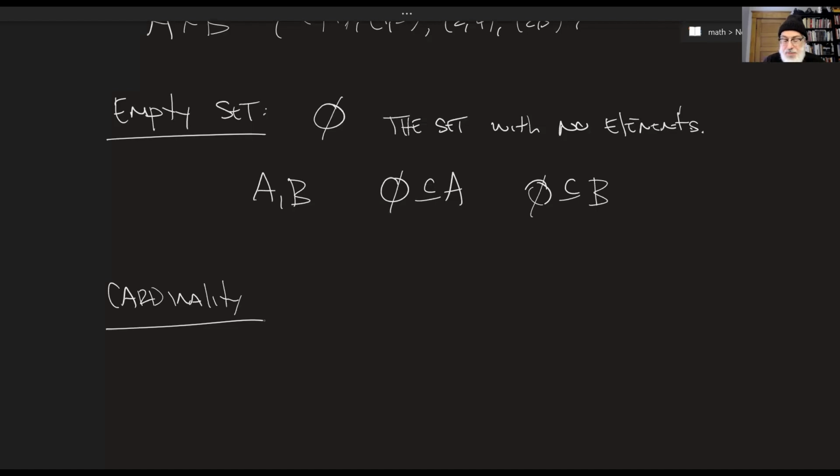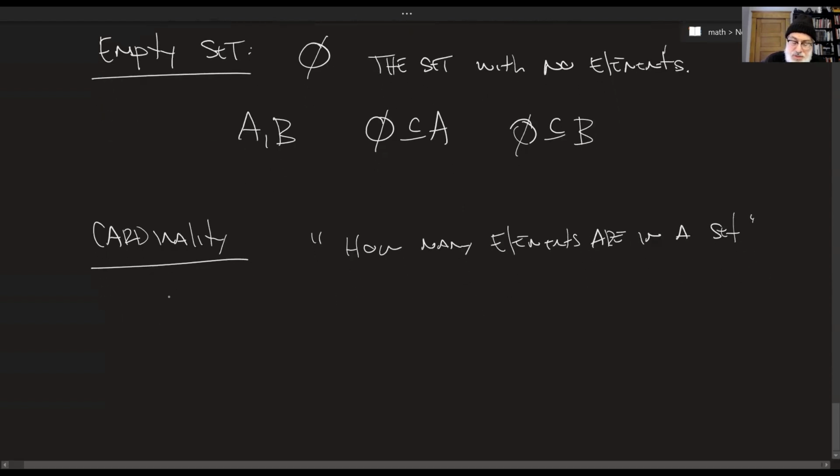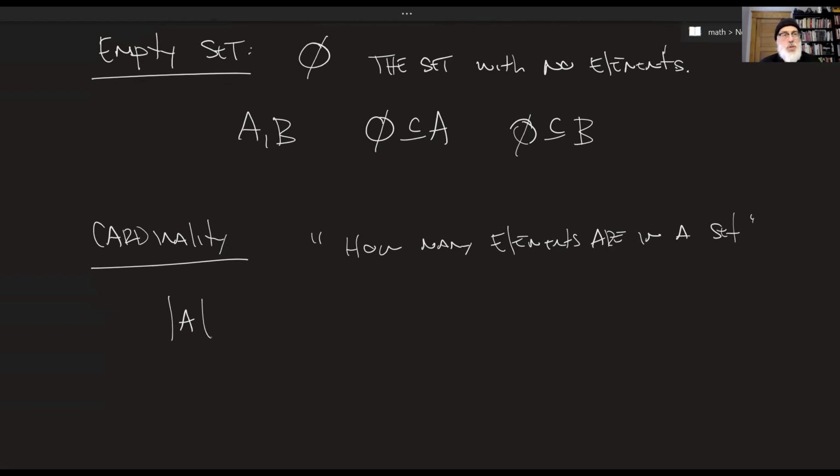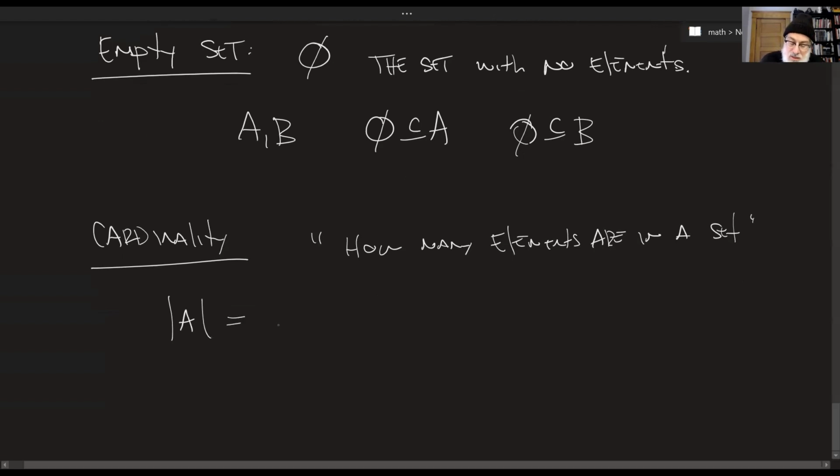So the cardinality is a way to say how much or how many elements are in a set. And we denote this by what looks like the absolute value symbol. We put A between two lines. This means the cardinality of A.